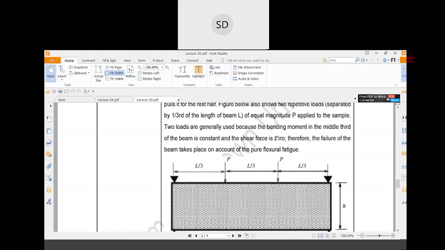Now, the bending moment at the middle third of the beam is constant, and if the bending moment is constant, in that case, the shear force would be zero. So therefore, failure of the beam takes place on account of pure flexural fatigue. So only because of flexural fatigue will the beam fail, and there will not be other considerations like shear force and bending moment. The beam fails only because of pure flexural fatigue. So in this way, you can directly get to the idea of the total fatigue life of the pavement.